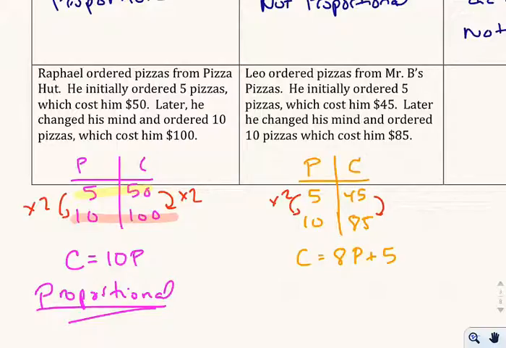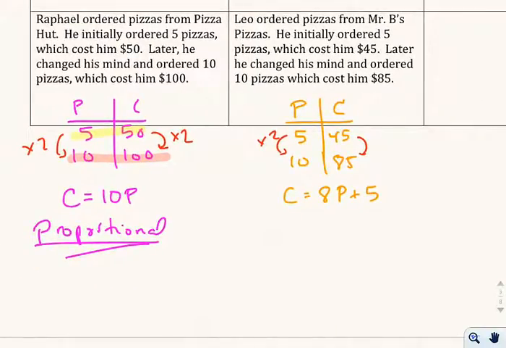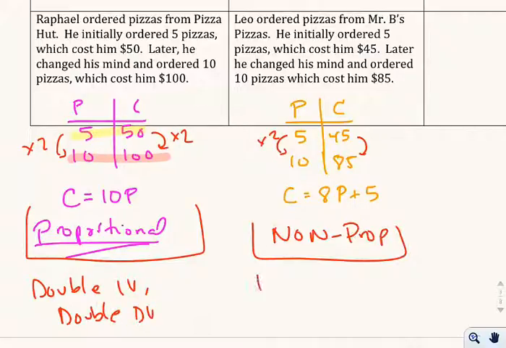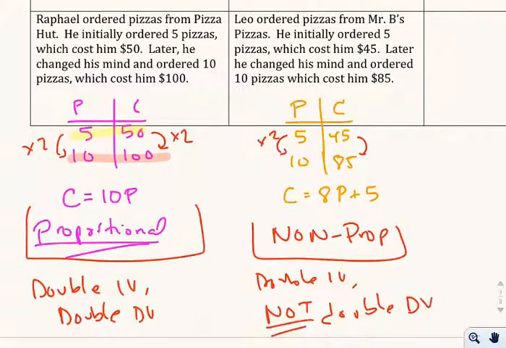So in the end, the thing that I would really encourage you to think about is that for proportionals, if I double the IV, I also get to double the DV. And for non-proportional relationships, if I double the IV, I do not double the DV. You can't double both. 45 double is not an 85, in other words.